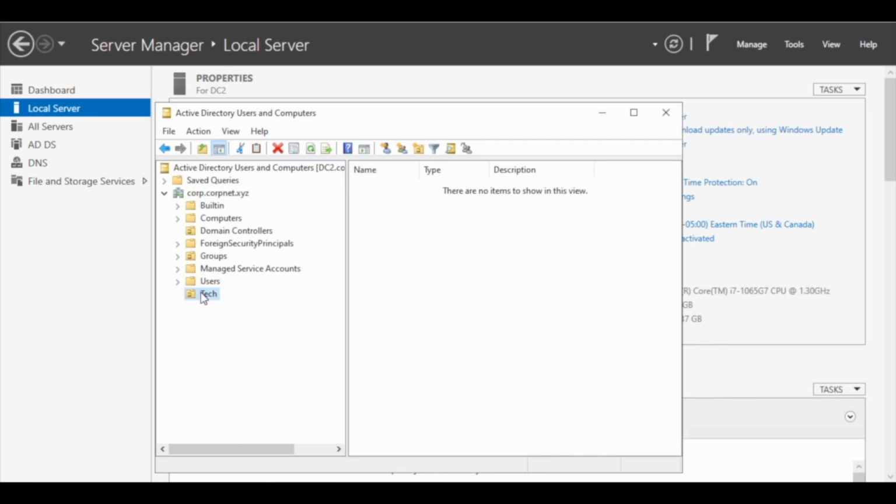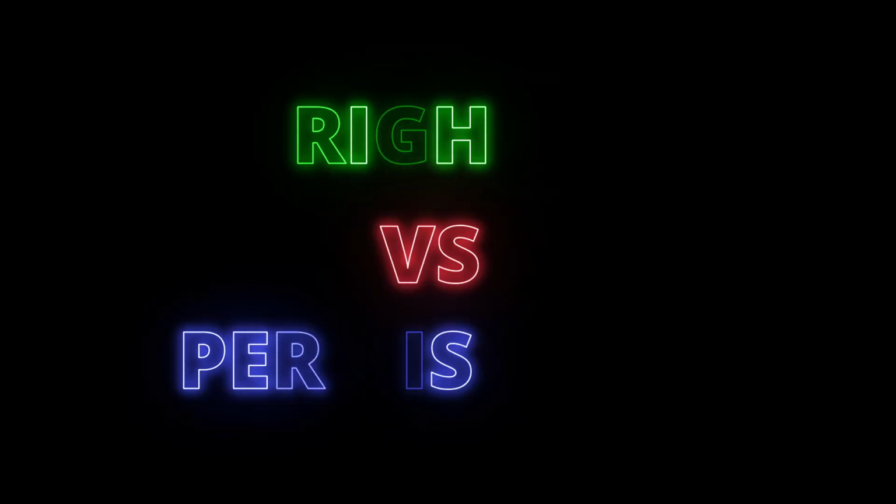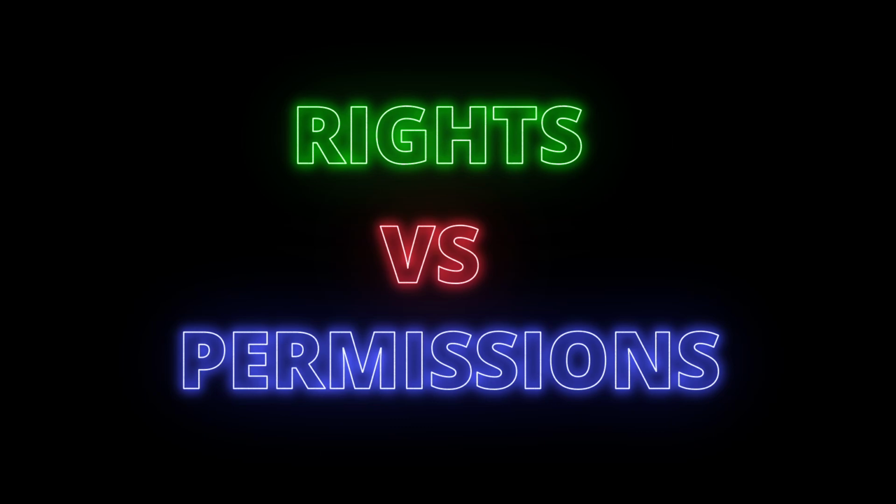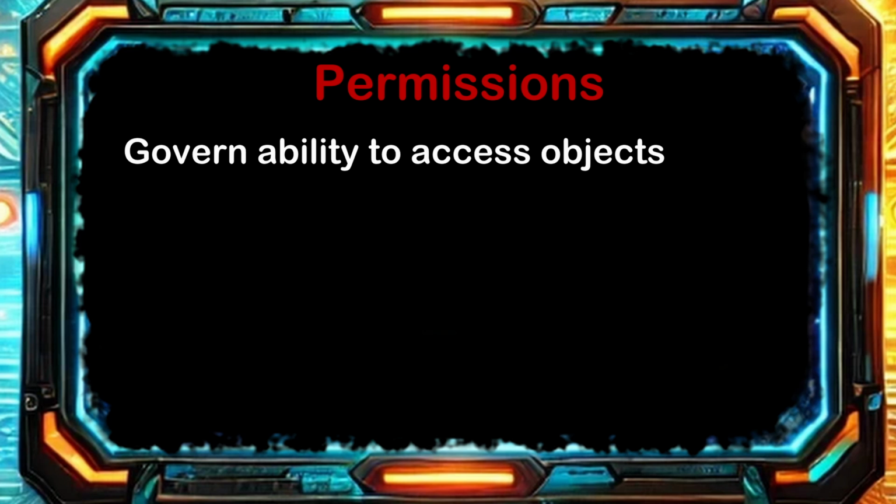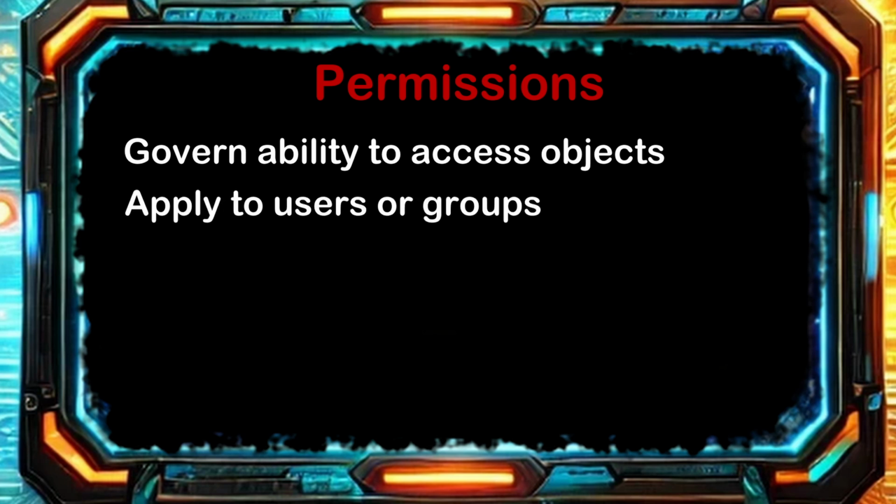When working with Active Directory and Windows servers, you'll hear about rights and permissions. They sound like the same thing, but they're not. Permissions govern your ability to access objects like files and folders. Permissions can be applied to individual user accounts, but it's much more efficient to apply permissions to group accounts. For example, you can restrict a user's access to files and folders by specifying that all users who are members of a particular group will receive read-only access to certain files. Other users who are members of another group could receive read-write access to those same files.